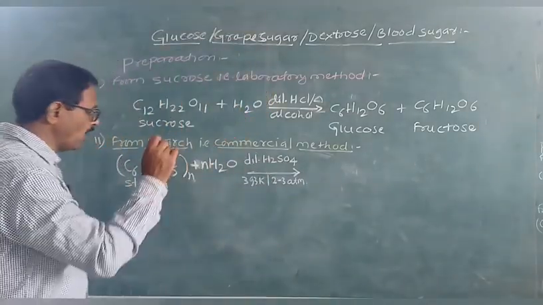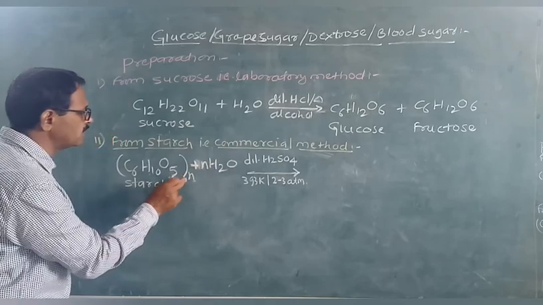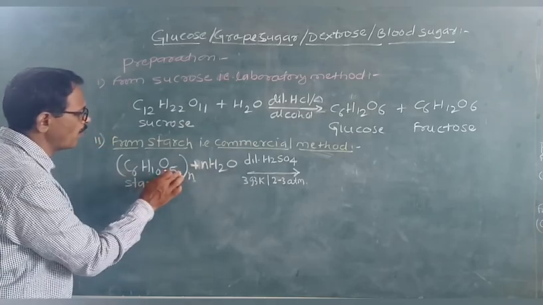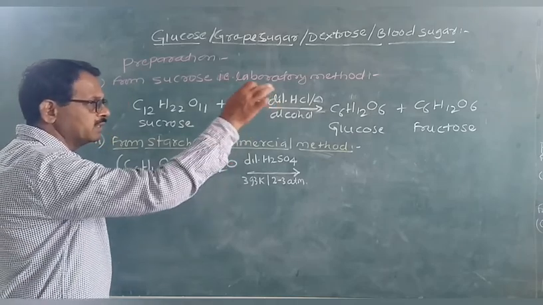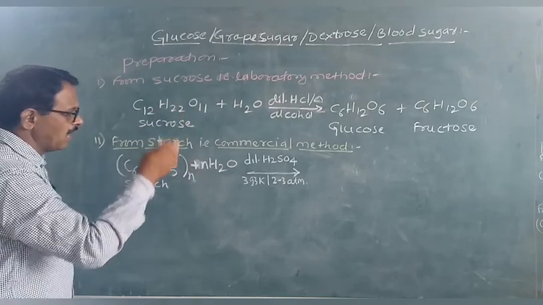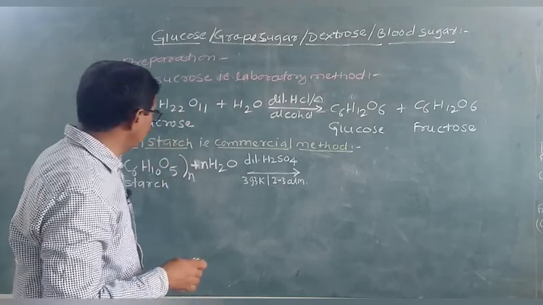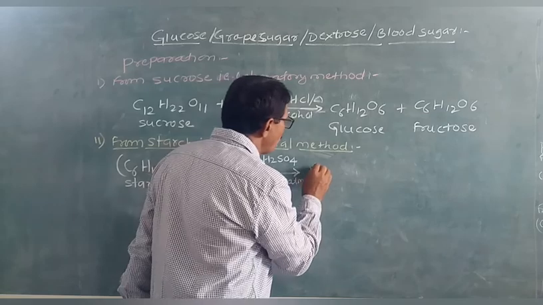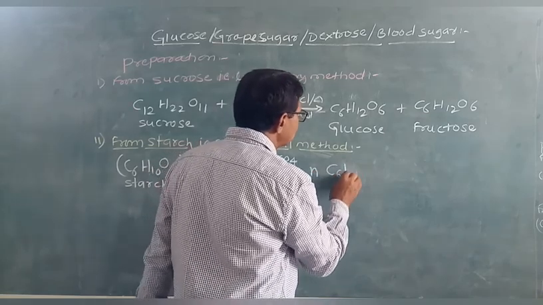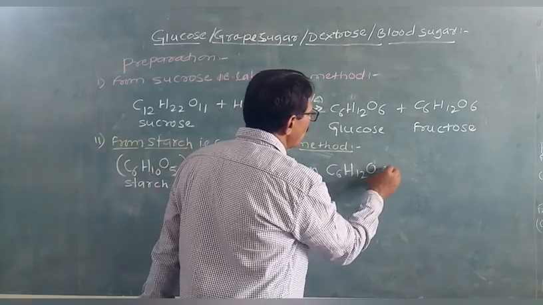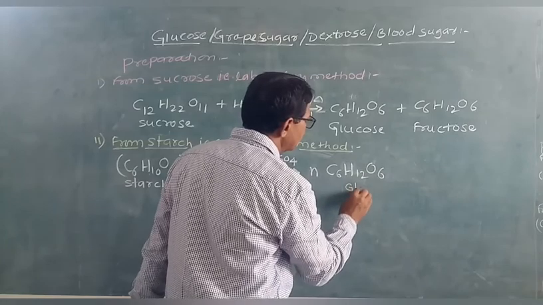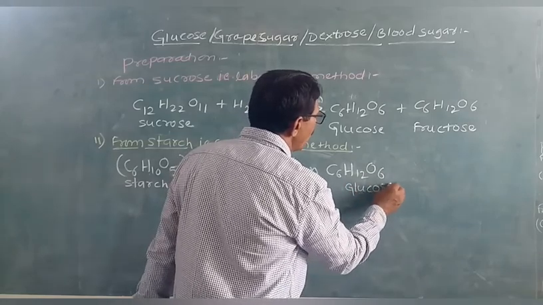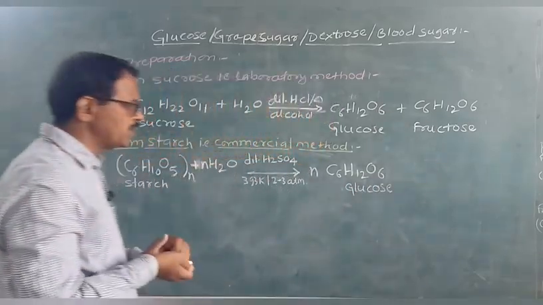Now the meaning of this N in C6H10O5 taken N times is that N molecules are attached to each other, and on hydrolysis it gives N molecules of C6H12O6, and it is nothing but glucose. It gives pure glucose. There is no mixture of glucose.